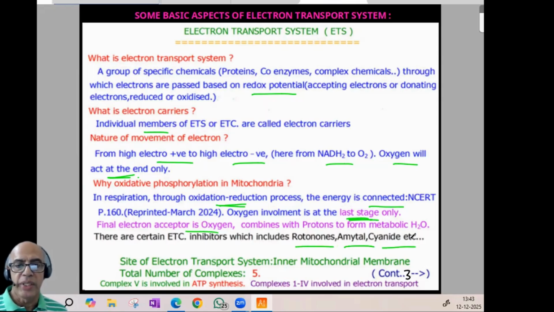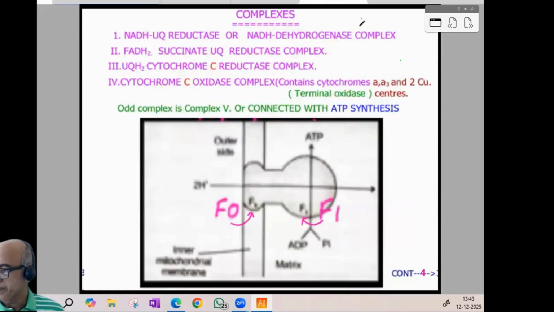Now, the site of ETC is the mitochondrial membrane. The total number of complexes is normally 5. Complex 5, like an odd one, is involved in ATP synthesis. Complexes 1 to 4 are commonly connected with the electron transport system. I think the second page is clear. Now we can proceed to the third page.